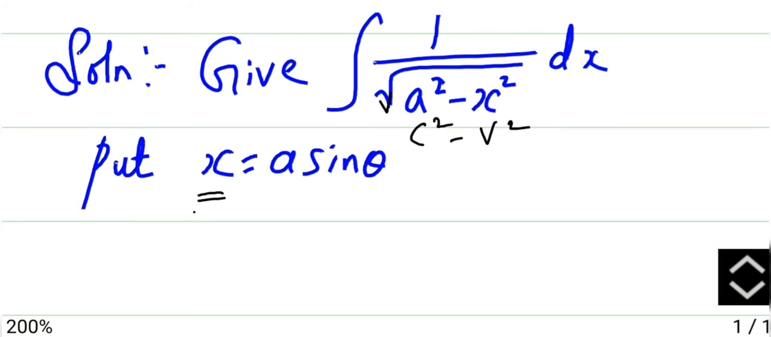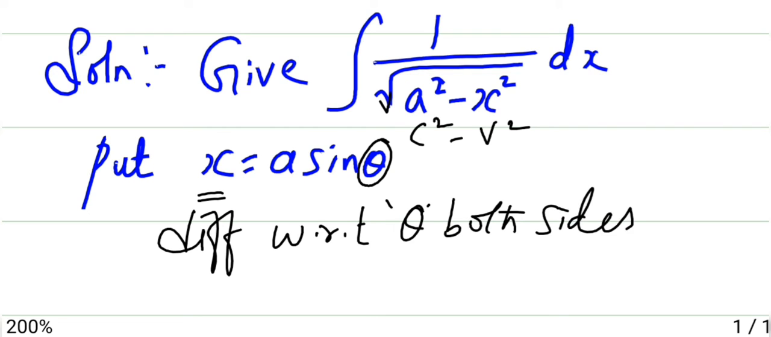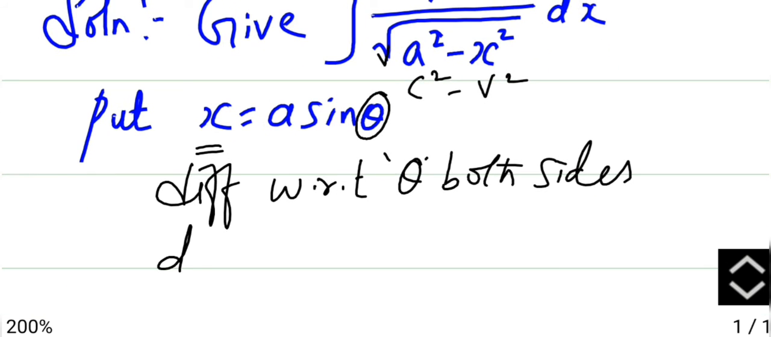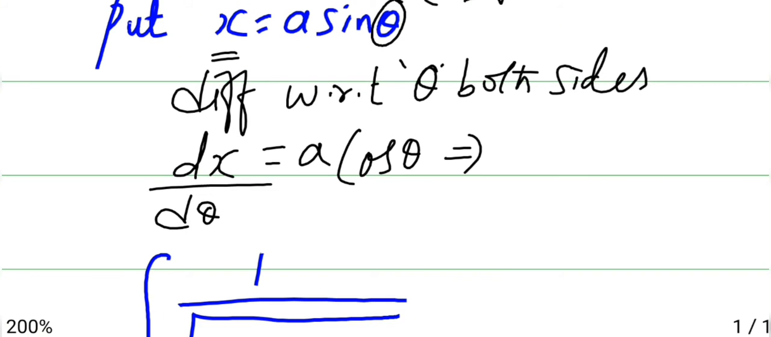Then differentiate this with respect to theta. Whatever we have on the other side, we will be differentiating with respect to that, both sides. We get dx by d theta is a, constant as it is, times the differentiation of sine, which is cos theta. Now dx will be, this d theta you send to the other side, it will become a cos theta d theta.